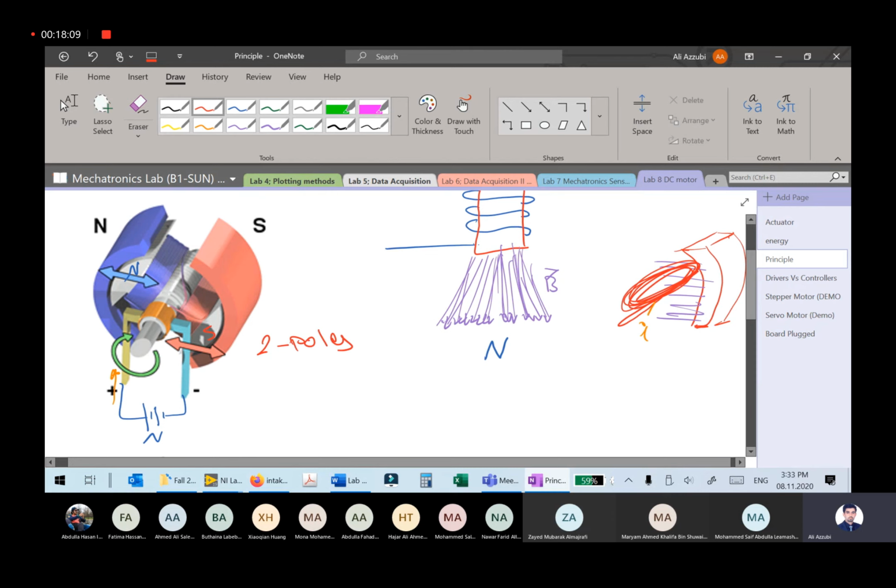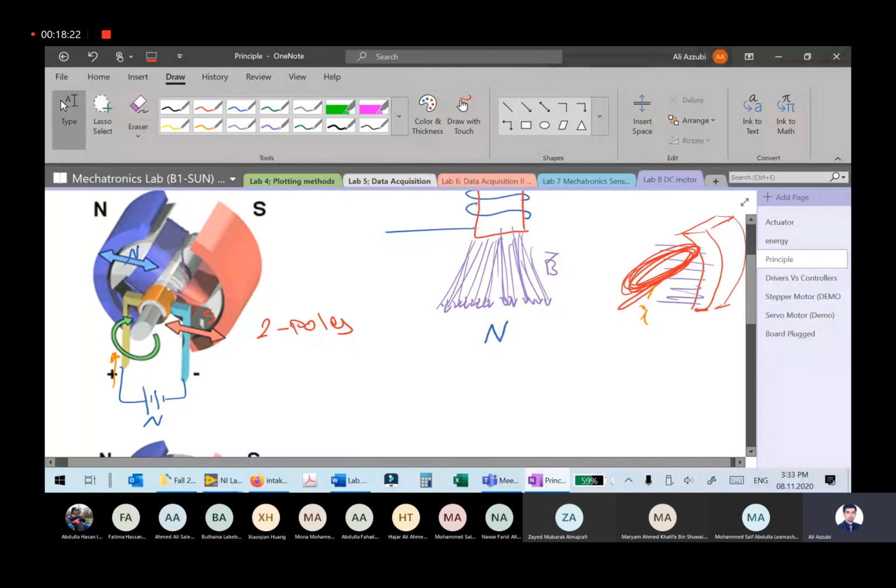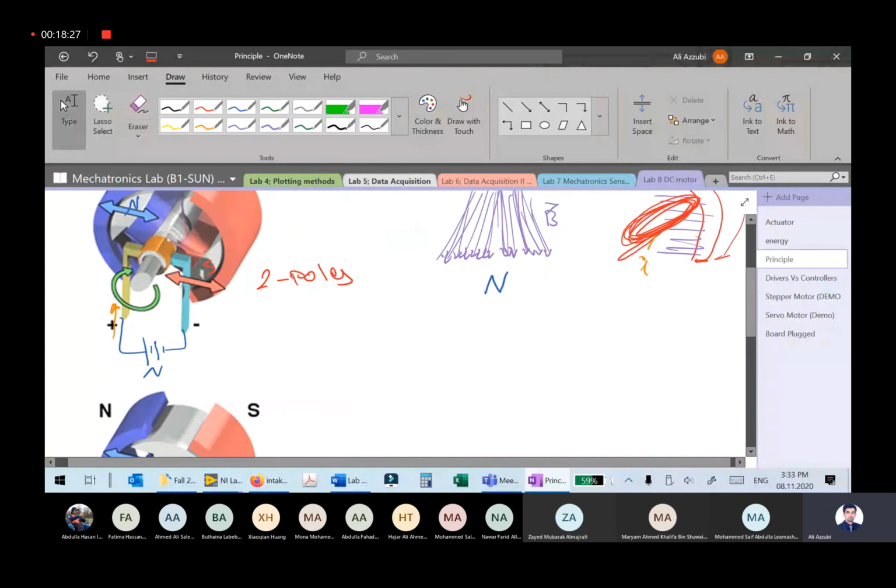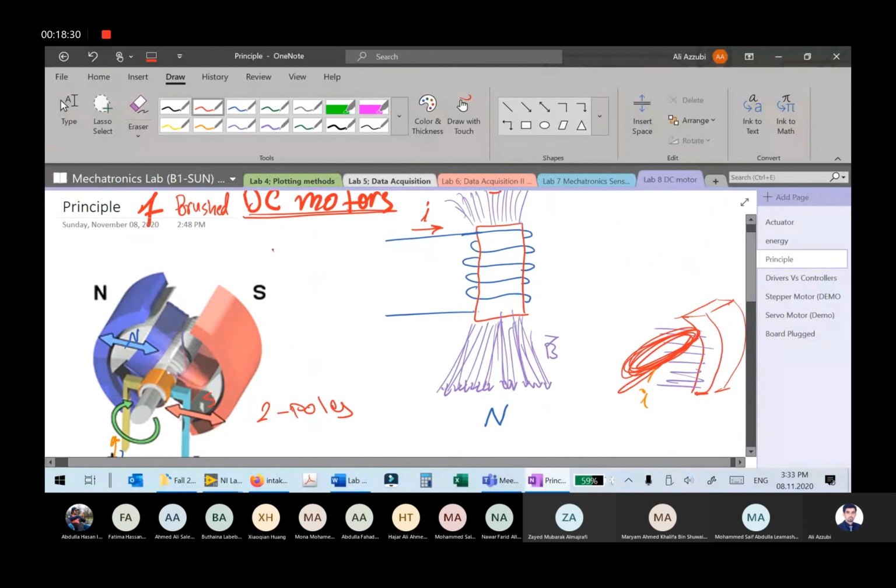Okay, so this is pole number one, and this is another pole. All right. So what's the principle here? Now I have a generic location of this. This is my rotor. The whole body is my rotor, which is the rotating part of the motor, and you have what you call the stator, which is the static part of the motor.